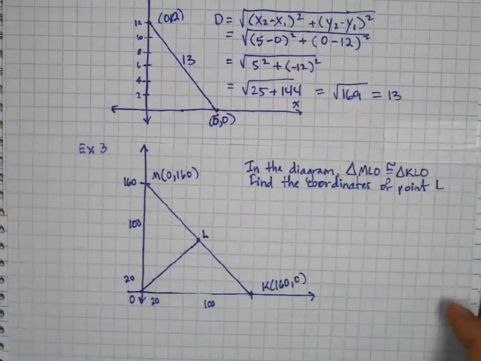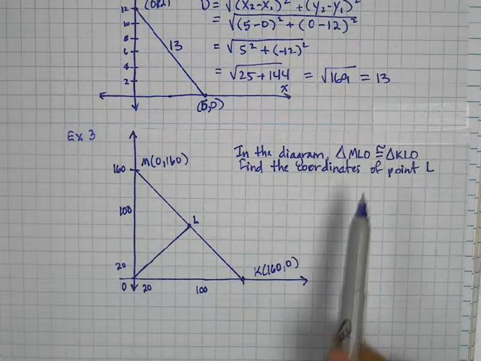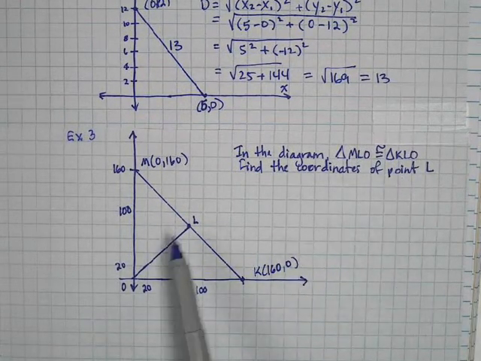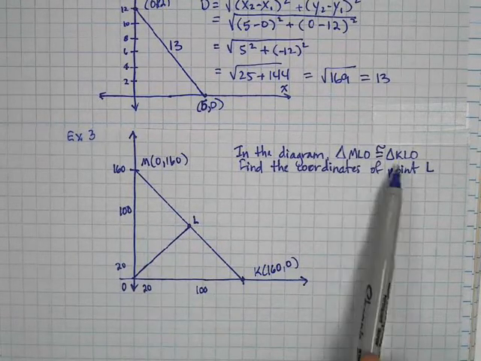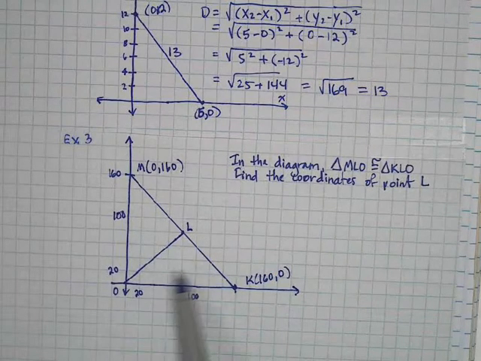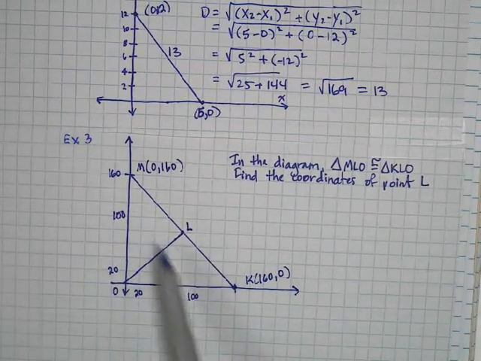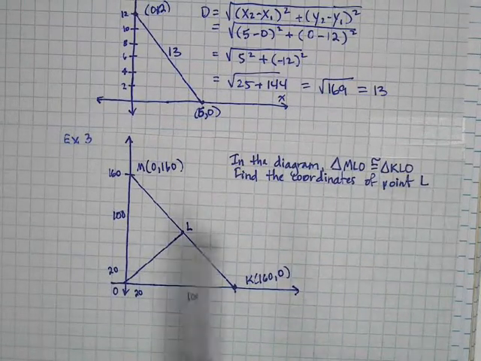The next example says, in the diagram, triangle MLO is congruent to triangle KLO. So that is MLO, this triangle, is congruent to KLO, this triangle. We know they are congruent. Find the coordinates of point L.